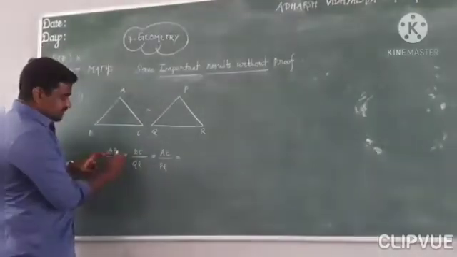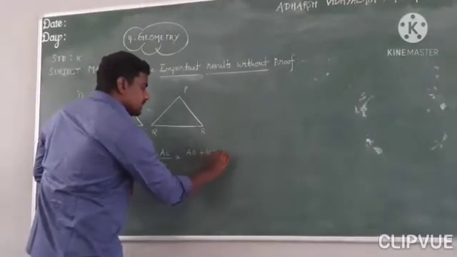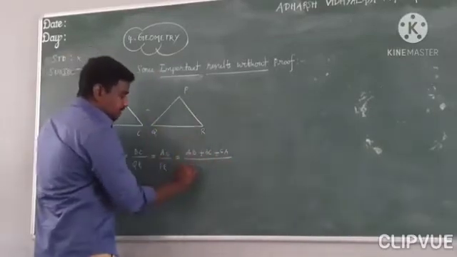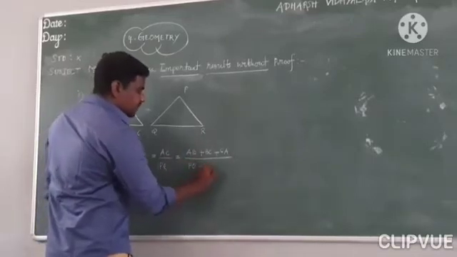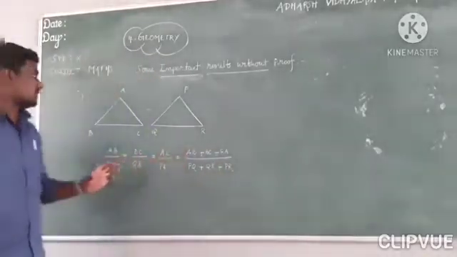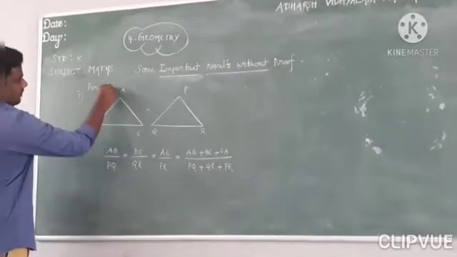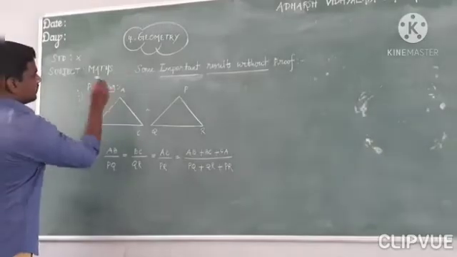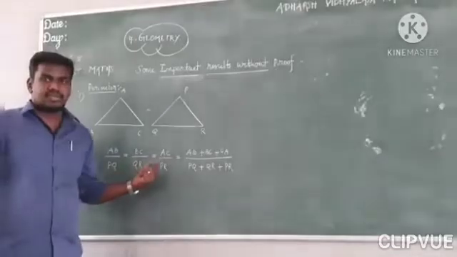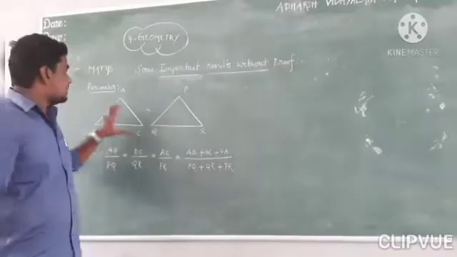Okay. So first, AB plus BC plus CA divided by the second triangle perimeter PQ plus QR plus PR. Okay, this is the first result. We can say perimeter. So if two triangles are similar, the ratio of their corresponding sides is equal to the ratio of their corresponding perimeters. Okay, this is the first one.